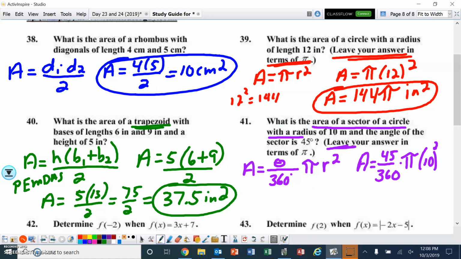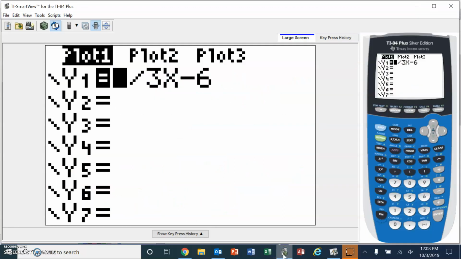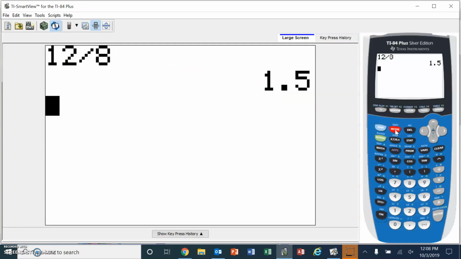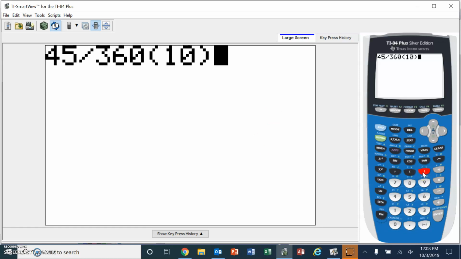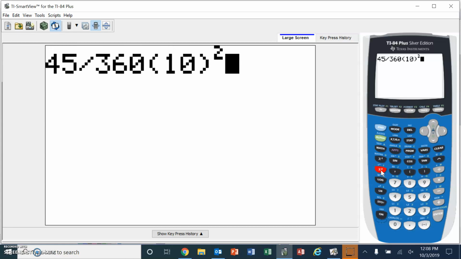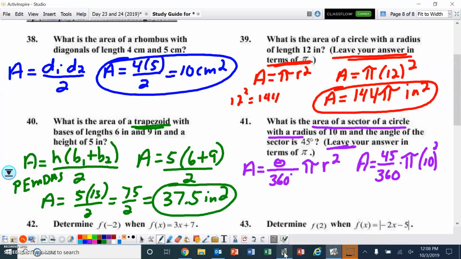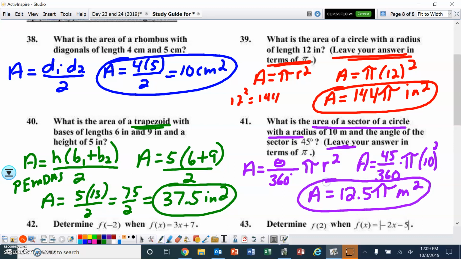Well, calculator, I'm going to do this. So I'm going to take 45 divided by 360, and then I'm going to multiply that times 10 squared. It looks like 12.5. All right, so when I did all of that, I ended up with 12.5 pi, and the units are meters squared.